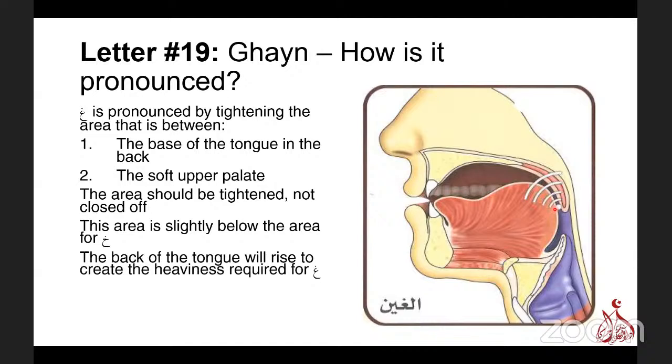The back of the tongue will rise to create the heaviness required for a ghayn. As you can see, this tongue is going up like this. It's supposed to be straight down like that. It went up because ghayn is a heavy letter. It's not maghfiratun, it's maghfiratun. Ghayril maghdubi. So it's heavy. Magh, not magh. Magh would be wrong. It's maghfiratun.